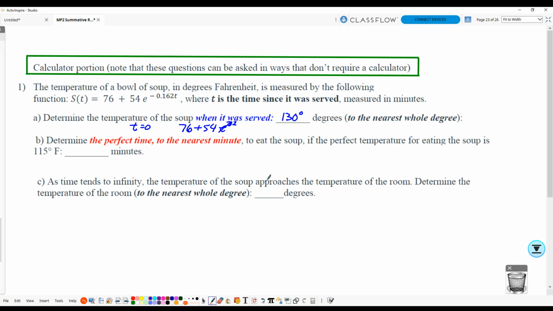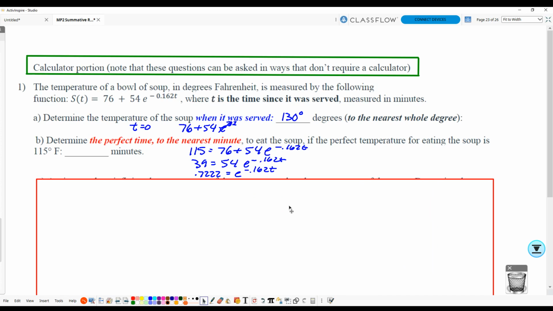What is the perfect time to the nearest minute to eat the soup? If that perfect temperature is 115, set the temperature to 115. Subtract the 76 first. 115 minus 76 is 39. Dividing by the 54 on both sides, we get 0.7222. And then to get an actual number, natural log of this side.